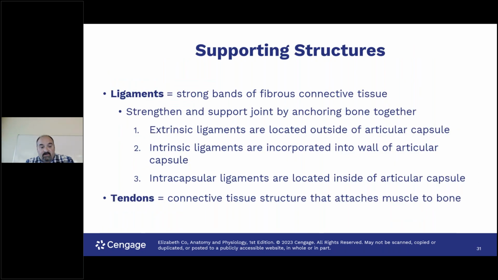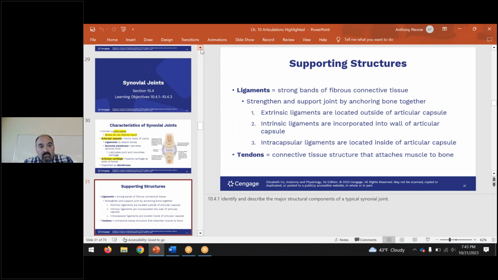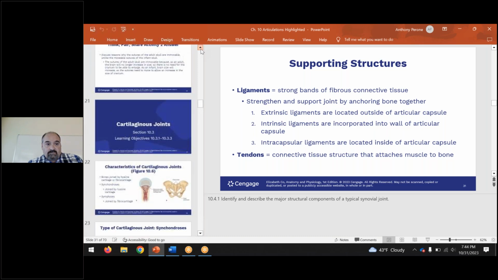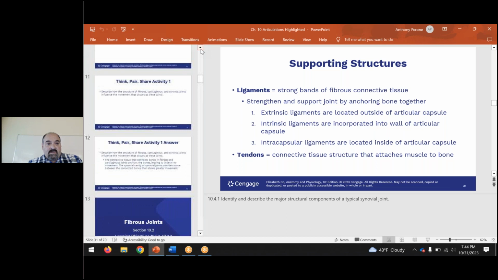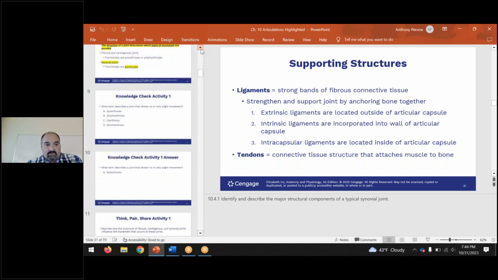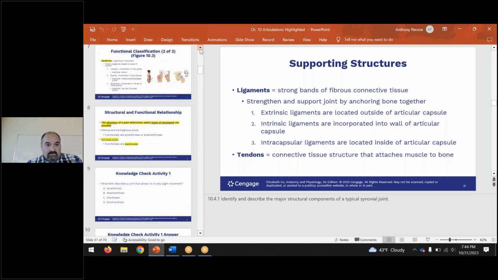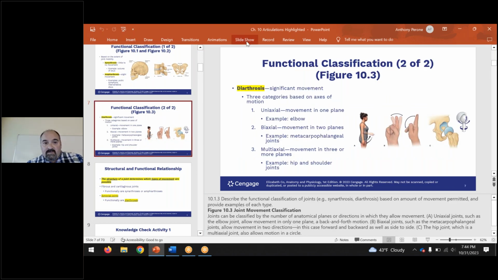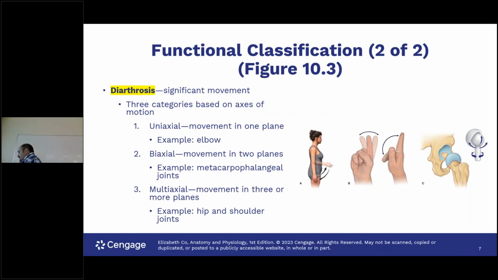Let's see here, okay. So I'm going to go back up. And what we're going to see in the PowerPoint are just examples of the different types of joints. I'm going to go back. I'm going to start with slide number 7, as far as that diarthrodial classification.